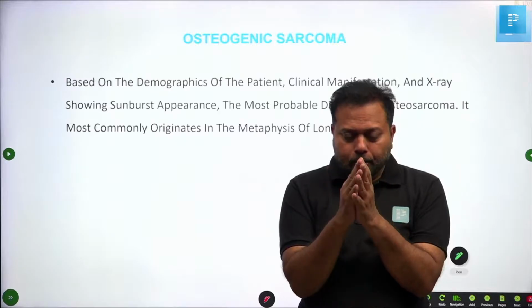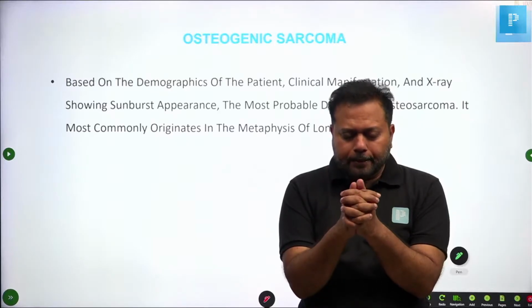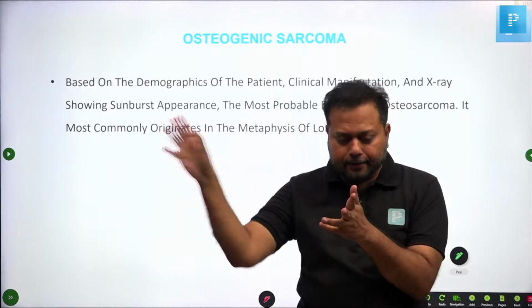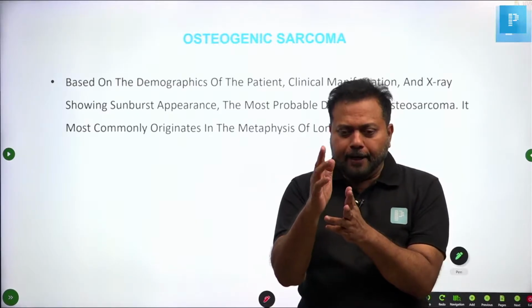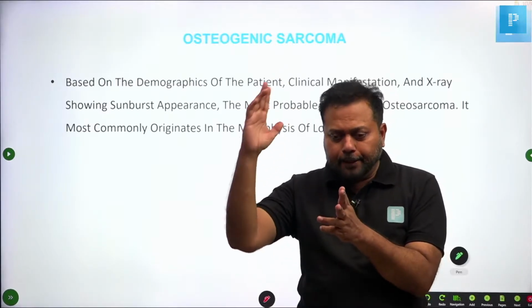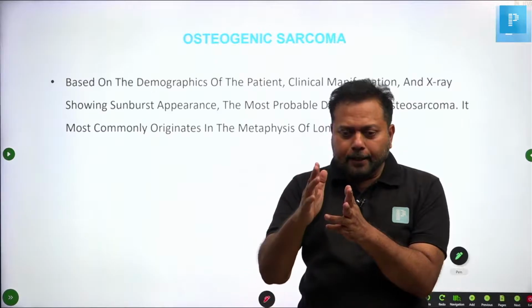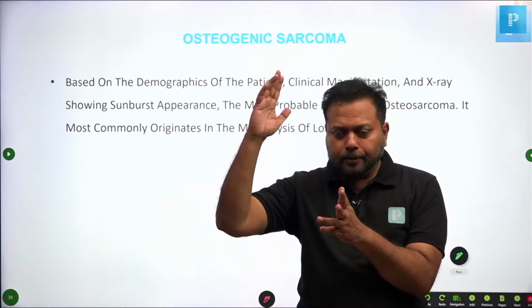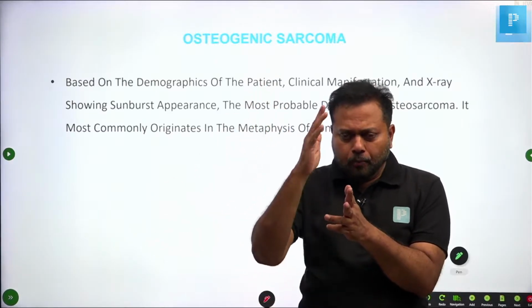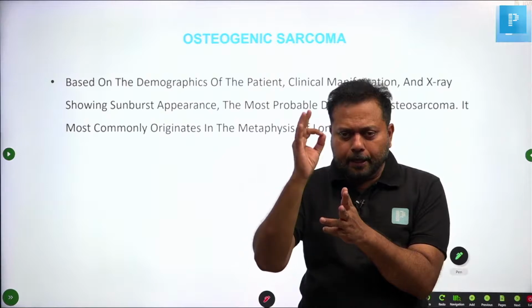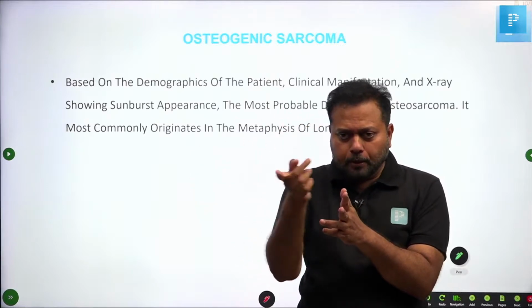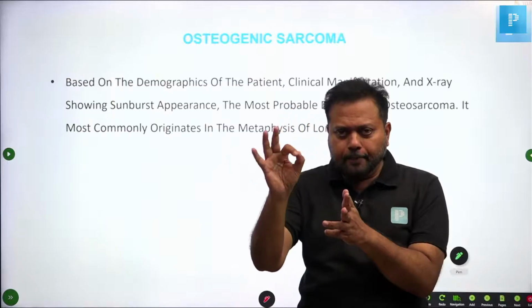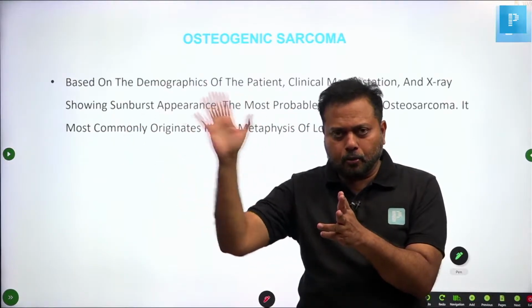Again, I will tell you, most common malignancy of bone are secondaries. Most common primary malignant bone tumor is multiple myeloma. Second most common primary malignant bone tumor is osteogenic sarcoma. Most common solid primary malignant bone tumor is osteogenic sarcoma. Most common non-hematological primary malignant bone tumor is osteogenic sarcoma.